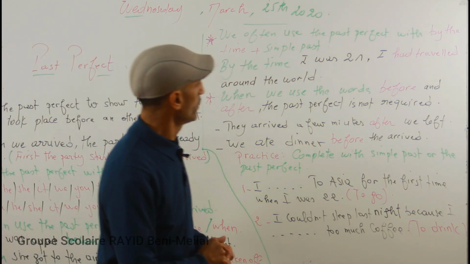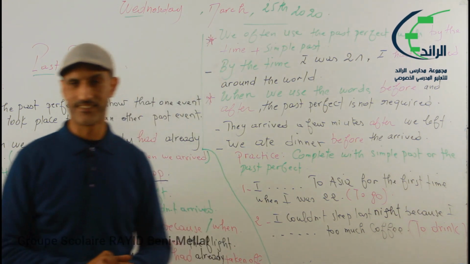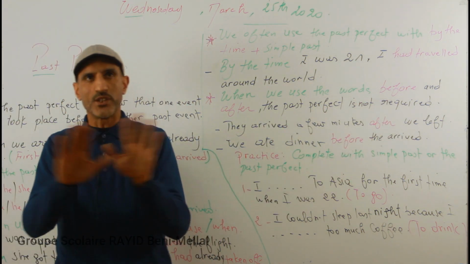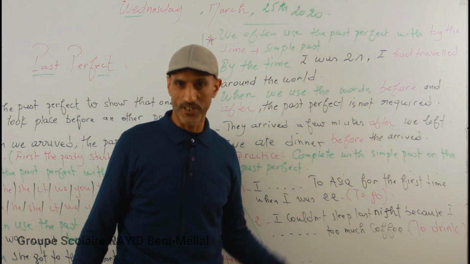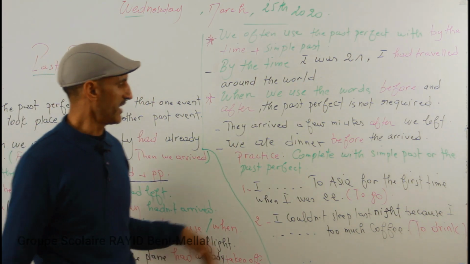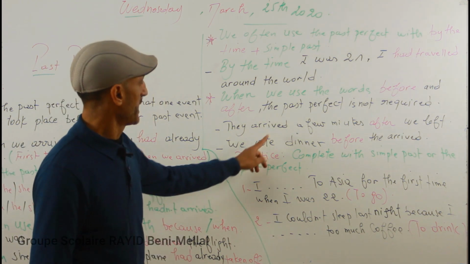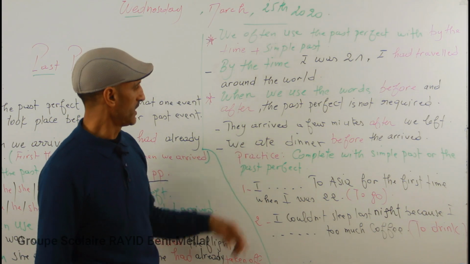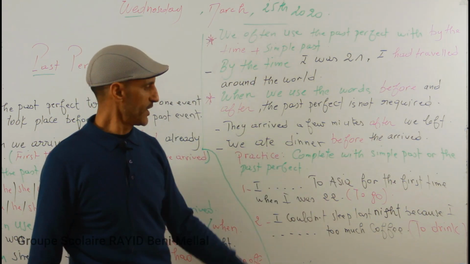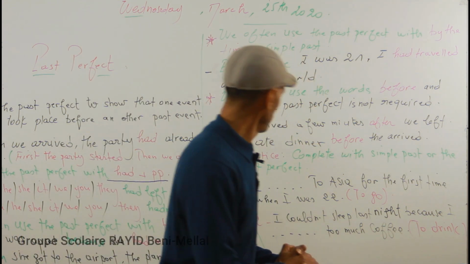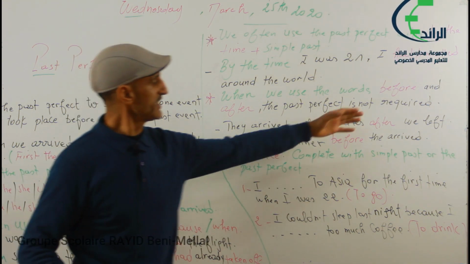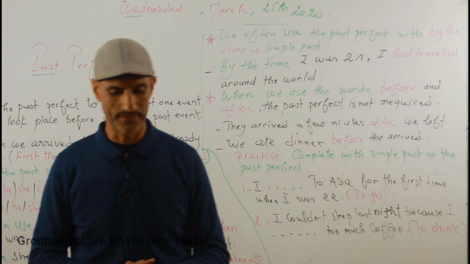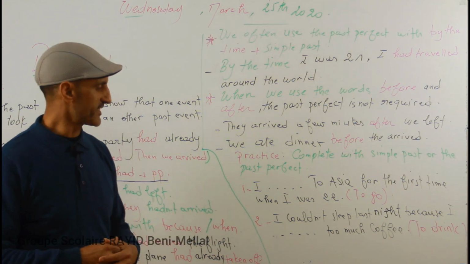Next, when we use the words before and after, the past perfect is not required. This is a very important point that you have to keep in mind. When we have after and before, we don't have to use the past perfect. Why? Because these two expressions make clear the order of events, so we use only the simple past. As we can see in the example, they arrived, simple past, a few minutes after we left. We don't have a past perfect here because we have the expression after. The same with before. In the second sentence, we don't need the past perfect because we have before. As I said, these two expressions make the order of events very clear, so the past perfect is not required. I hope you understand the lesson fully.